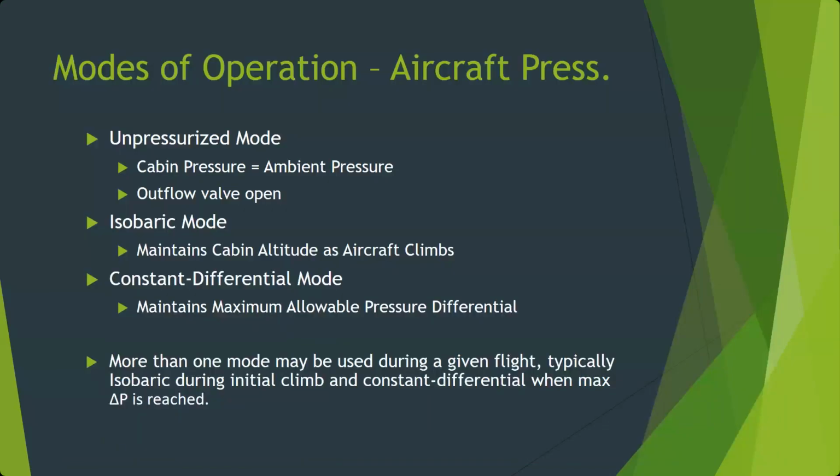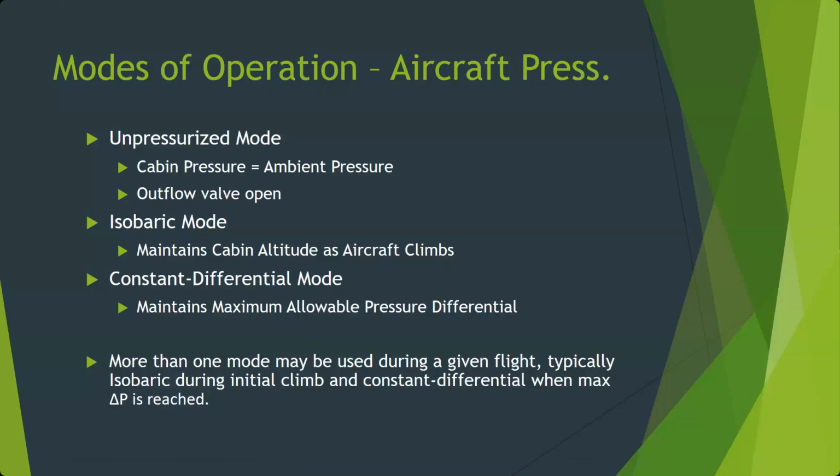With these systems, there's 3 modes of operation that an aircraft pressurization system can operate in. The simplest one, and what is essentially the same as what you have on a small Cessna, the Cirrus, whatever, is an unpressurized mode. In unpressurized, the pressurization system is shut off and the dump valve, the outflow valve, are kept open the entire time.